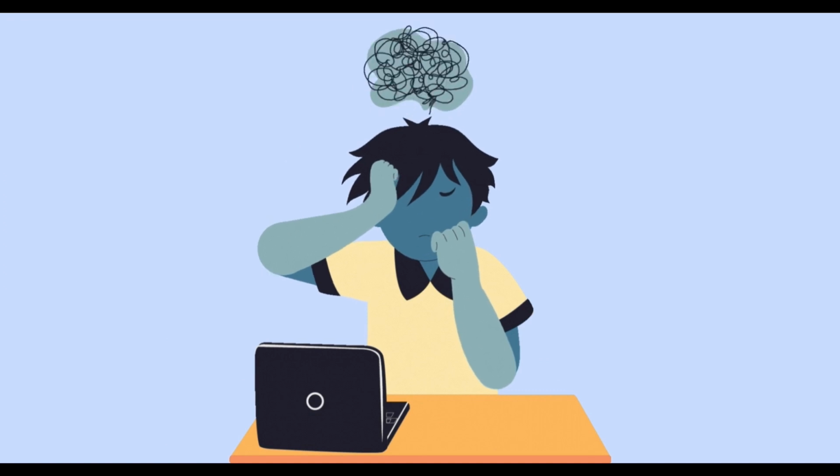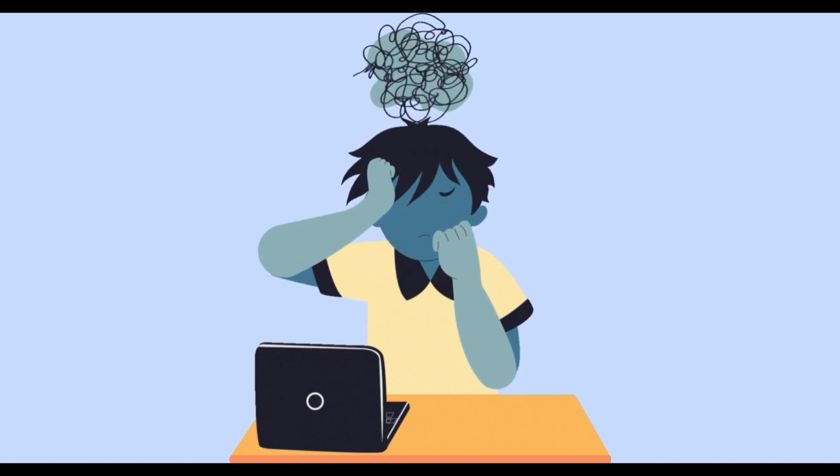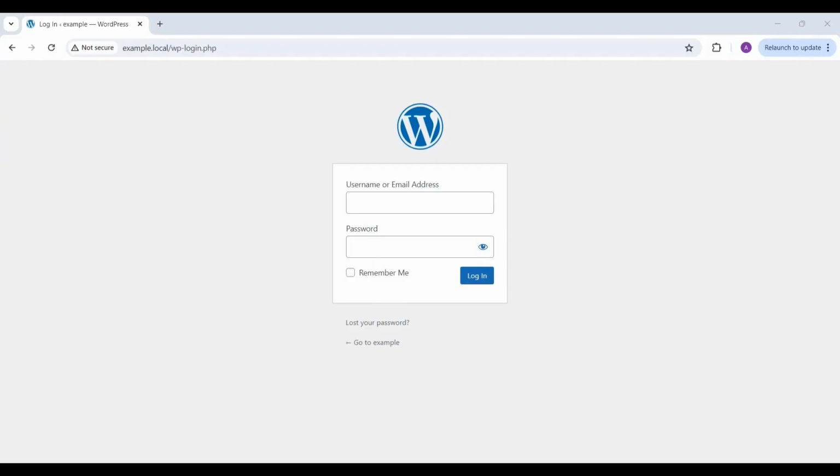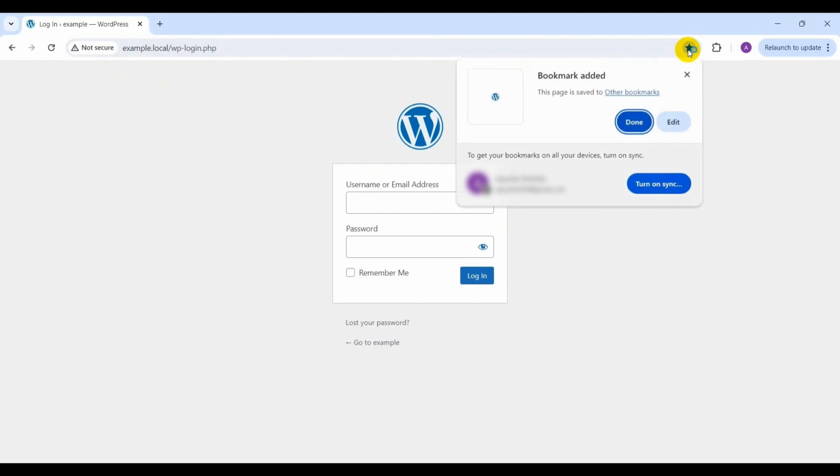But what if you forget your WordPress login URL? Don't worry, here are some ways to remember it. The best way to do so is to bookmark your login URL using your browser's bookmark feature. If you are using Chrome, you can quickly click on the star icon. This allows you to access the login page directly without remembering the URL.